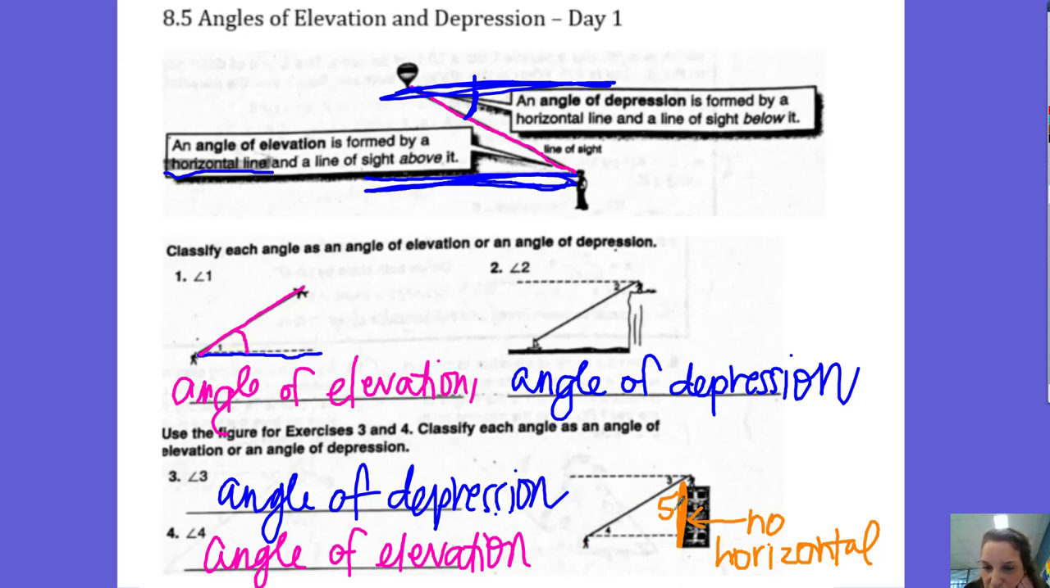You must have a horizontal line as one of the arms of your angle. Your angle must be formed by a line of sight and a horizontal line, not a vertical line, in order for it to be an angle of elevation or depression. This is one of the most common mistakes people make. They say, oh, here's my person, they're looking down below them at something on the ground, oh look, here's my angle of depression. And you're like, no, that's not an angle of depression, there's no horizontal line. So always make sure you have a horizontal line for it to be an angle of depression.